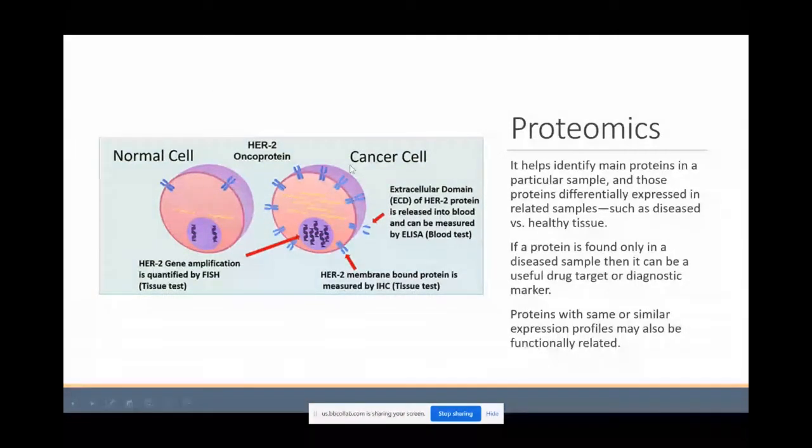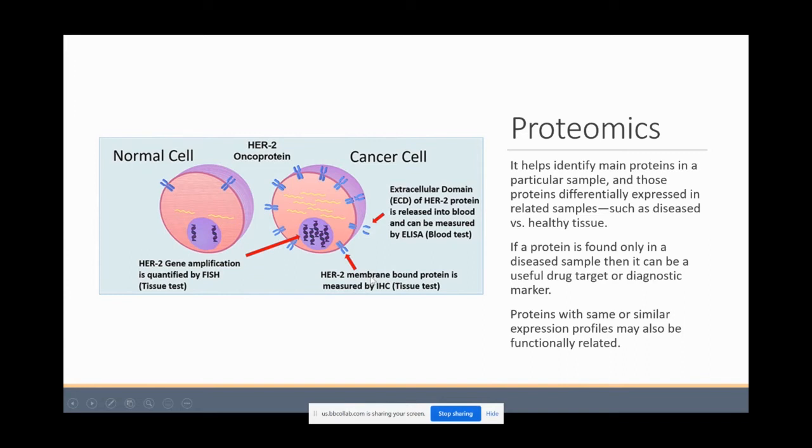So similar to transcriptomics, one of the ways that we use proteomics is in comparison type studies. Usually it's going to help us identify main proteins in a particular sample, and proteins that are expressed differently in related samples. So again, an example here would be disease versus healthy tissue, and how those proteins are being differently regulated. A lot of studies will, for example, look at normal cells versus cancer cells.